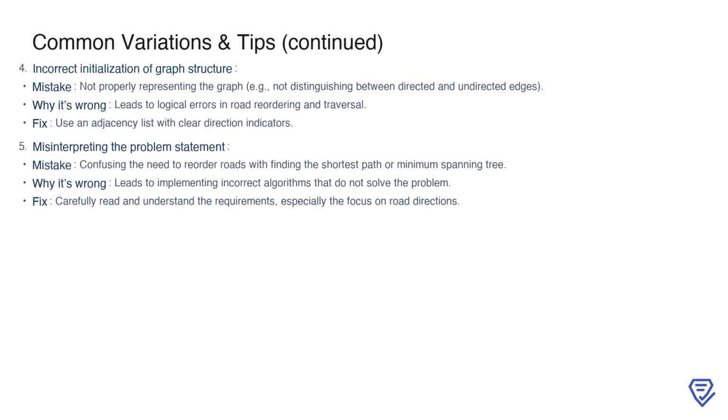Another mistake is misinterpreting the problem statement itself. Some may confuse this task with finding the shortest path or constructing a minimum spanning tree, which leads to implementing incorrect algorithms. To avoid this, carefully read and understand the problem requirements, focusing on the specific objective of reordering roads to make all paths lead to City 0.